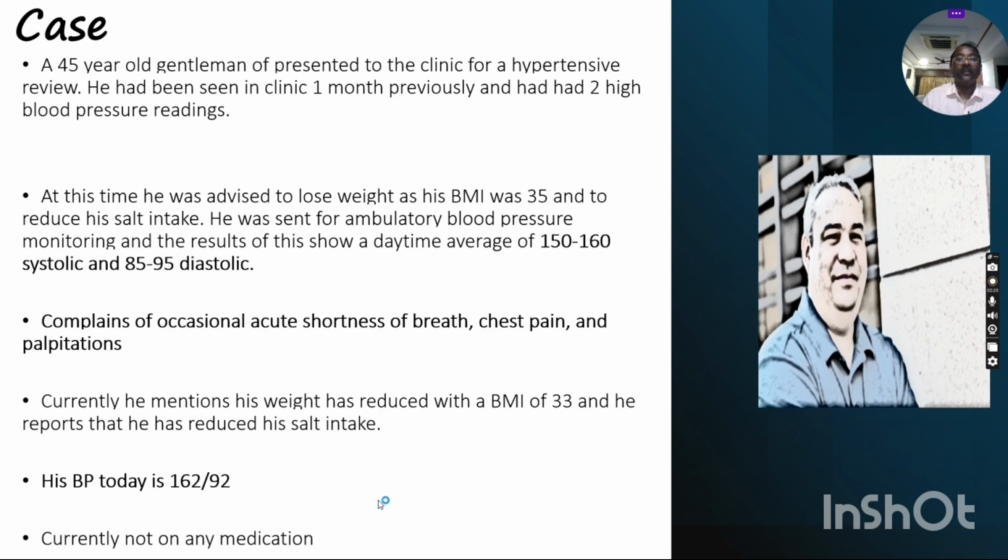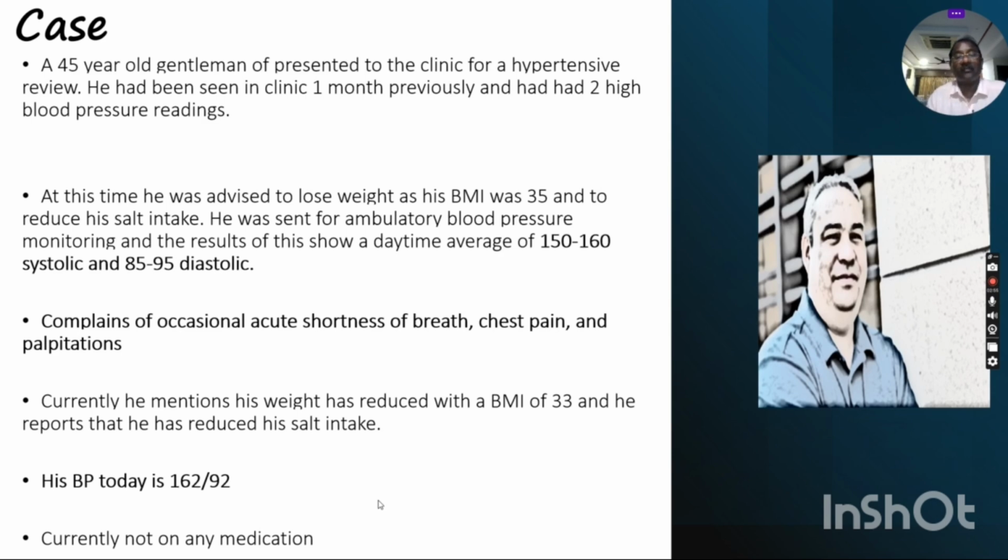The average blood pressure at home, the daytime, is between 150 to 160 systolic, and the diastolic is about 85 to 95. And he complains of shortness of breath, chest pain, and palpitations. Currently he mentions his weight has reduced with a BMI of 33, and he has reduced his salt intake also. And today's BP is 162 by 92. He is currently not on any medication.